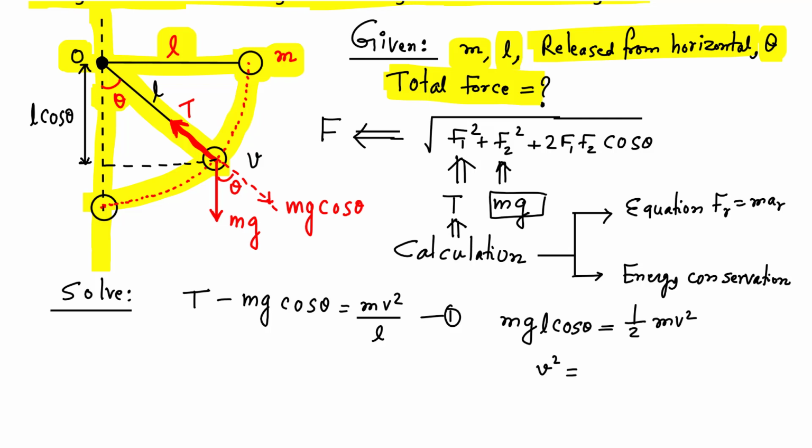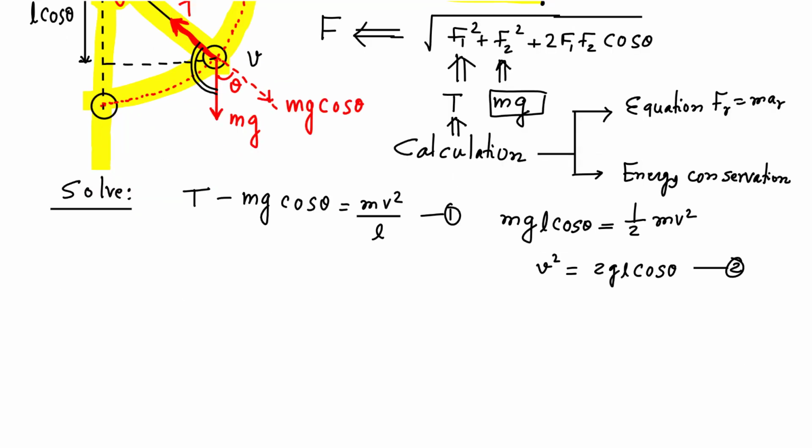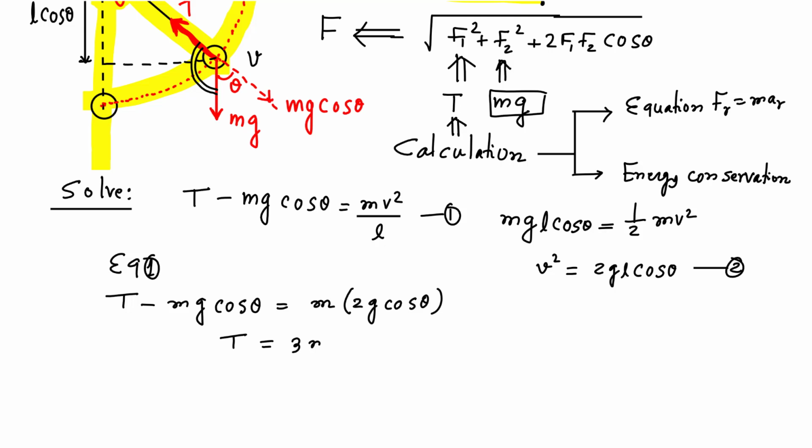So from here I can write v square is equal to 2gL cos theta. So this is equation 2. From equation 2, now we can plug this in equation 1. Equation 1 we can rewrite as T minus mg cos theta is equal to mv square by L, and v square by L is nothing but 2g cos theta. So from here I can say T is equal to 3mg cos theta.